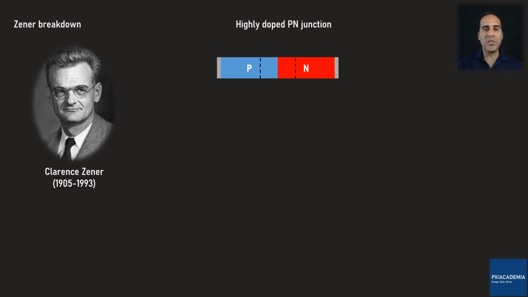When the doping concentration is very large, the depth of the depletion region gets smaller, and the electric field in the depletion region becomes much stronger. As a result, even with a small reverse voltage applied to the PN junction, around a couple of volts, the electrons are directly removed from their covalent bonds, and therefore pairs of free electrons and holes are generated.